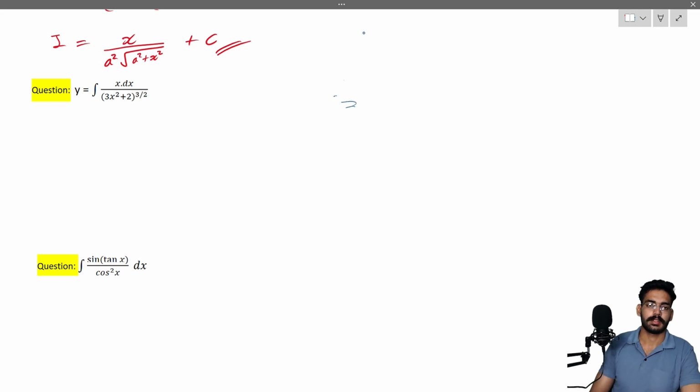Yes, it came. Okay, so this is the integration of x dx divided by 3x square plus 2 to the power 3 by 2. What will I substitute here? I will substitute here.